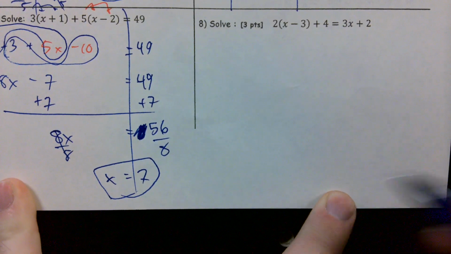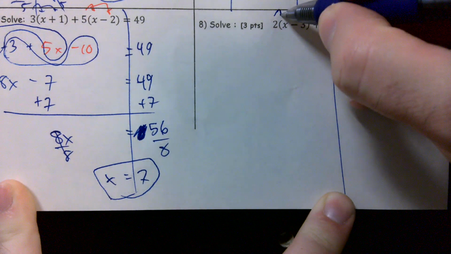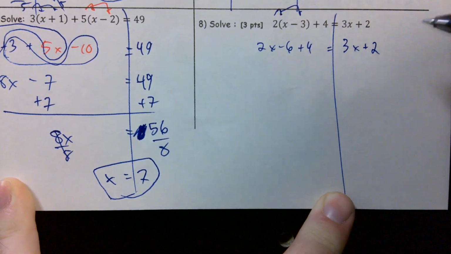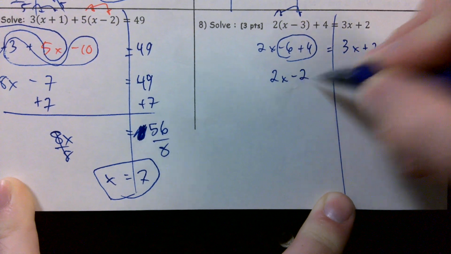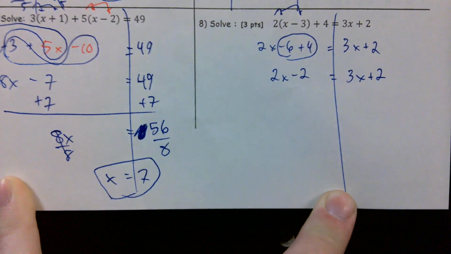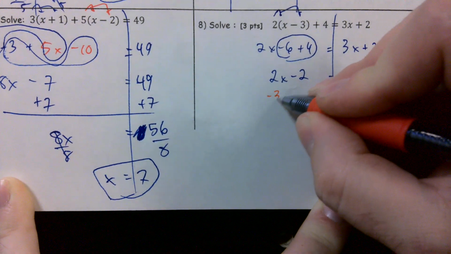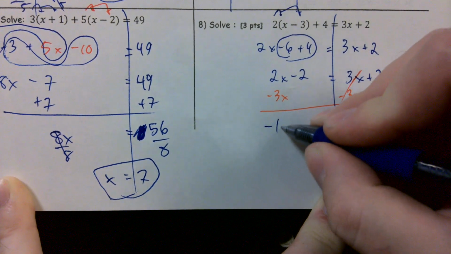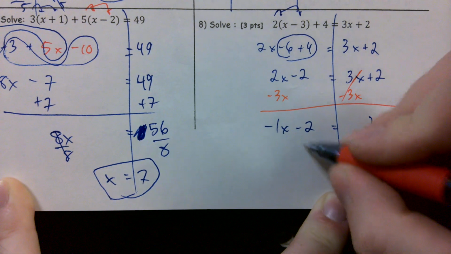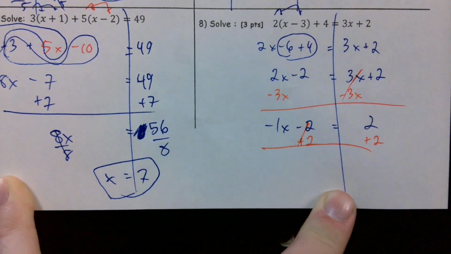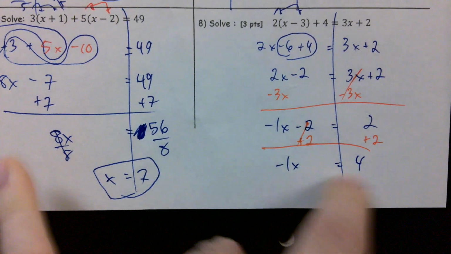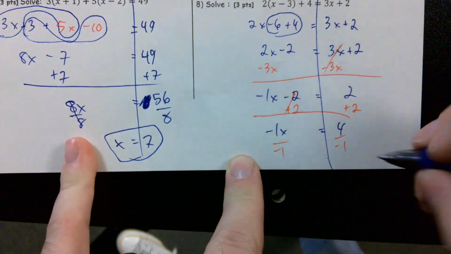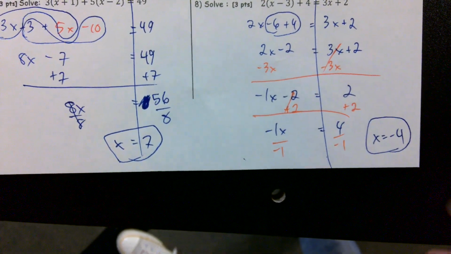Number 8, I got more distribution, but this time I've got a variable on both sides. I'll distribute my 2. I get 2x minus 6 plus 4. Combine like terms again. 2x minus 2 equals 3x plus 2. I can minus my 3x, or I can minus my 2x. It doesn't really matter. I'll add this 2 over to the right. Am I done? No. What do I need to do now? Divide both sides by -1. That's right. What's 4 over negative 1? -4. Good. Give me a thumbs up if you got negative 4.